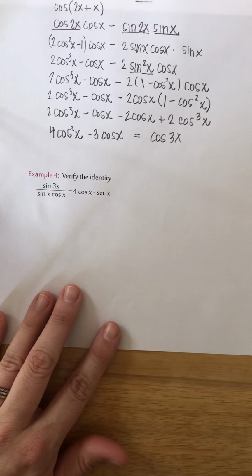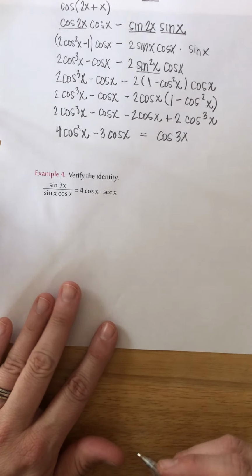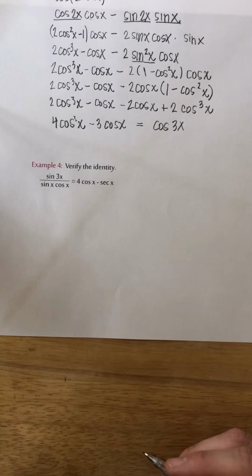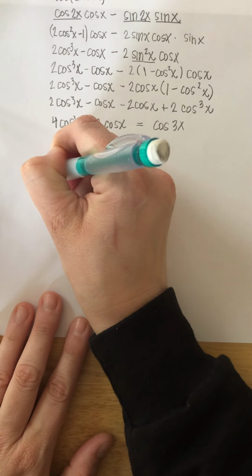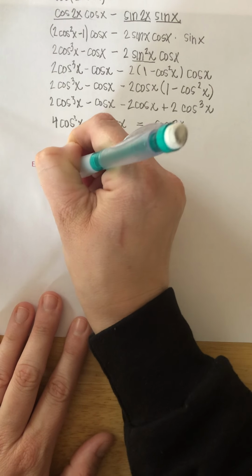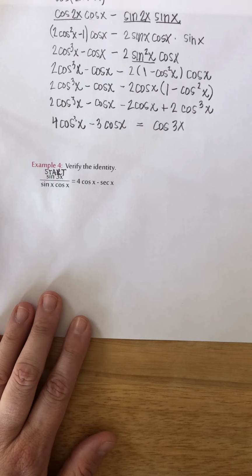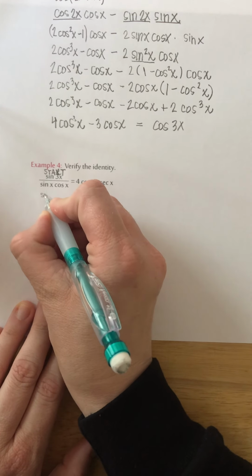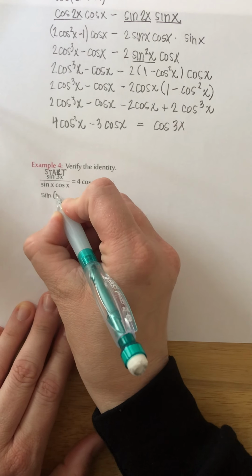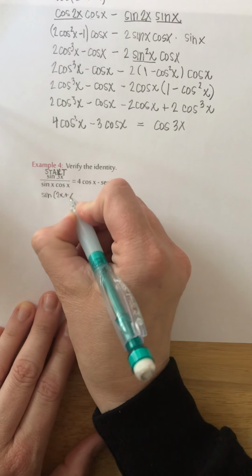All right, let's talk about identities. We've been working on those, right? Let's start with the side that maybe is a little bit more challenging, which I'm thinking is going to be this left side over here. So first thing I probably need to do is rewrite sine of 3x. I'm going to rewrite the 3x as a 2x plus x.